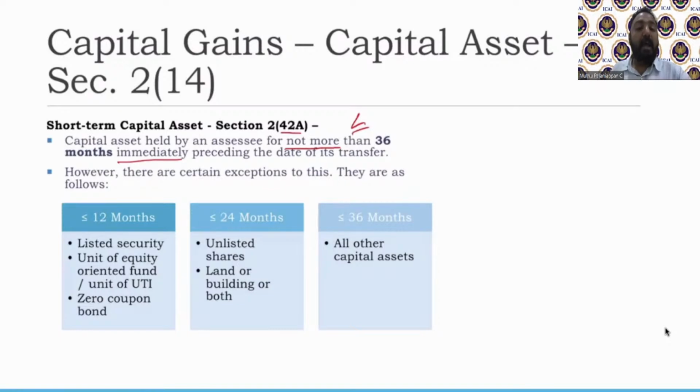But in income tax, whenever we read, we see there are some exceptions and additional explanations. Similarly, short-term capital asset also has exceptions. What exceptions? Generally it is 36 months, but it is 12 months in certain cases. What cases? Listed security, unit of an equity oriented fund, or zero coupon bond.